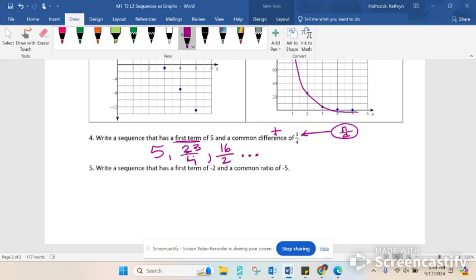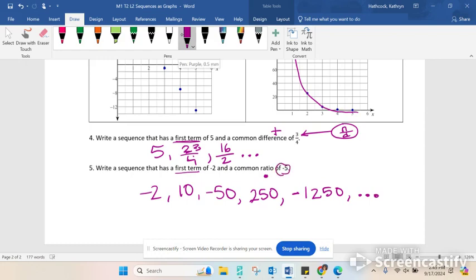We'll do the same thing with number 5. We're starting, my first term is -2. I have a common ratio, ratio meaning I am multiplying by -5. So -2 times -5 is going to be a positive 10. Positive 10 times -5 is going to bring me back to a negative number. I'm going to keep going with this sequence. -50 times -5 is going to give me a positive 250. And then I end up with a negative 1250 after that. Make sure you put the dots at the end. So if you notice when you have a negative ratio, you're going negative, positive, negative, positive, negative.